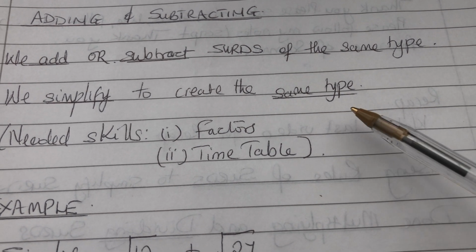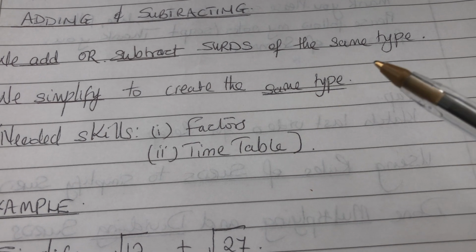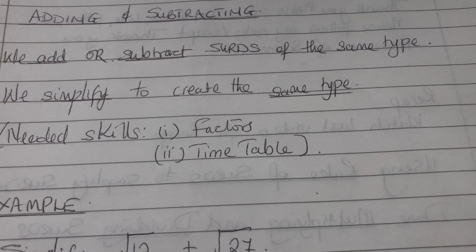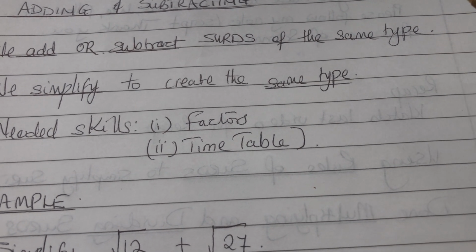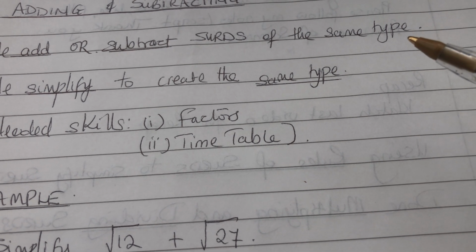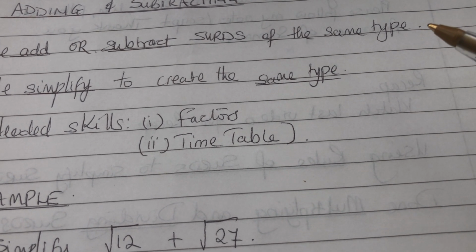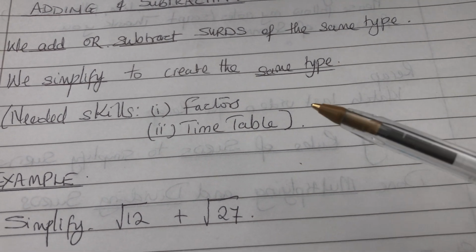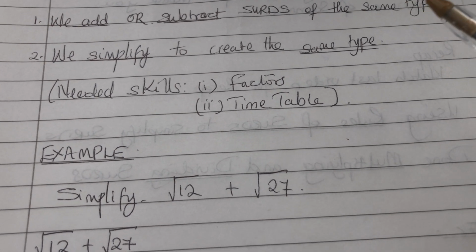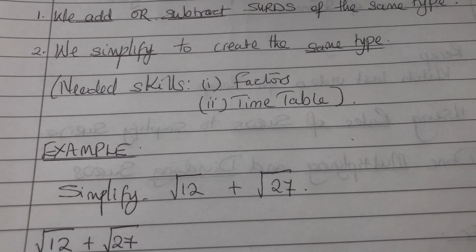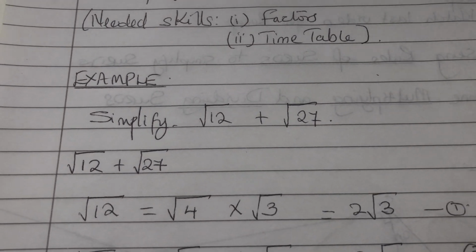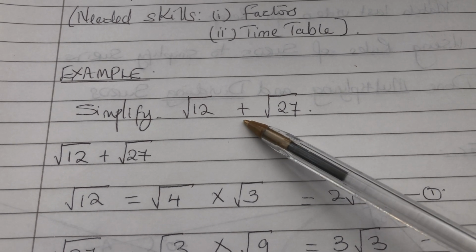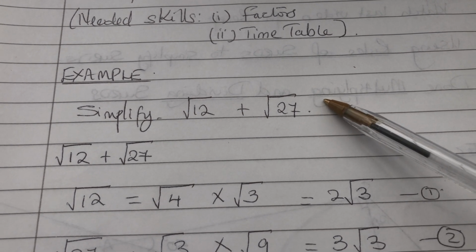So if you have root 3, it's better to break your number such that you are going to get root 3, so they can add or subtract. If you have root 10, it's simpler to break it into root 10 so that you can add or subtract. So I'll tell you what I mean. Here you need your skills of factors and times tables. So our first example, simplify square root of 12 plus root of 24.